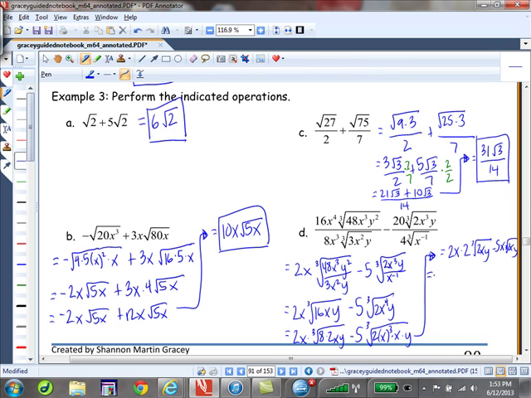So then we will have 4x times the cube root of 2xy minus 5x times the cube root of 2xy. So now we have the same index of 3, and the same radicand of 2 times x times y. So we can combine the 4x and the negative 5x to get negative x times the cube root of 2xy.